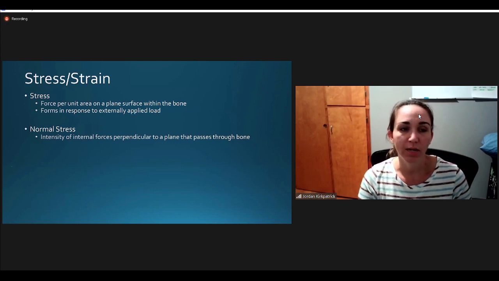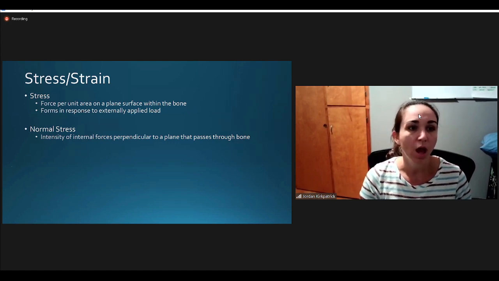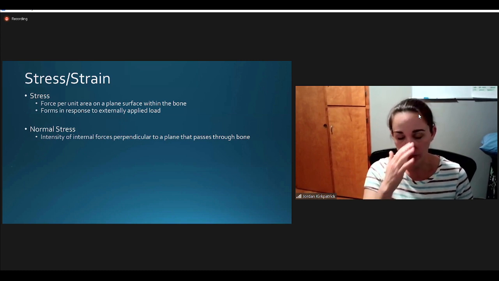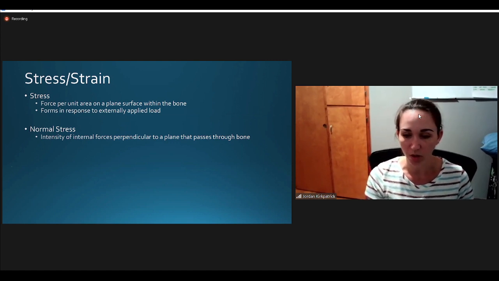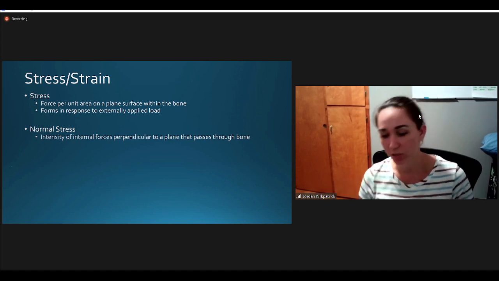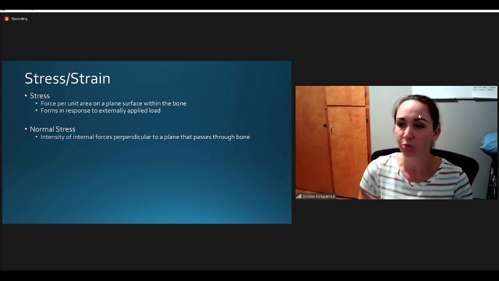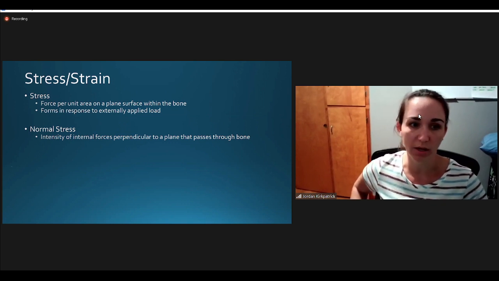So another type of curve that we talk about is the stress strain curve. And stress is just the force per unit area on the surface of the bone, and it forms in response to an externally applied load. Which sounds really complicated, but if you're walking, when you stand on your right leg, the external force is what the ground is pushing up into your leg. And so that is stress and load applied to the bones of your right leg as you are walking.